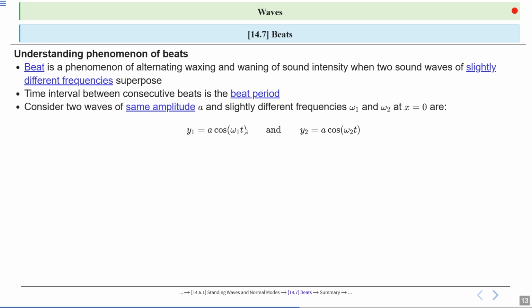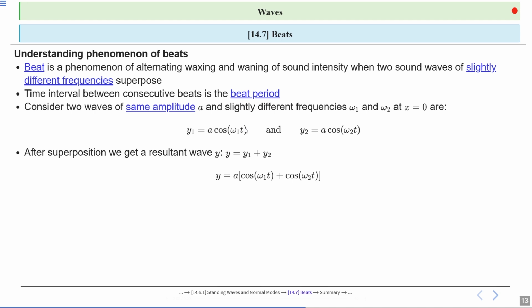Consider two waves of the same amplitude A and slightly different frequencies omega 1 and omega 2. At x equal to 0, they are y1 equal to A cos omega 1 t and y2 equal to A cos omega 2 t. After superposition, we get a resultant wave y, so y equal to y1 plus y2. Here we have two waves y1 and y2, so the resulting wave y is simply y1 plus y2.